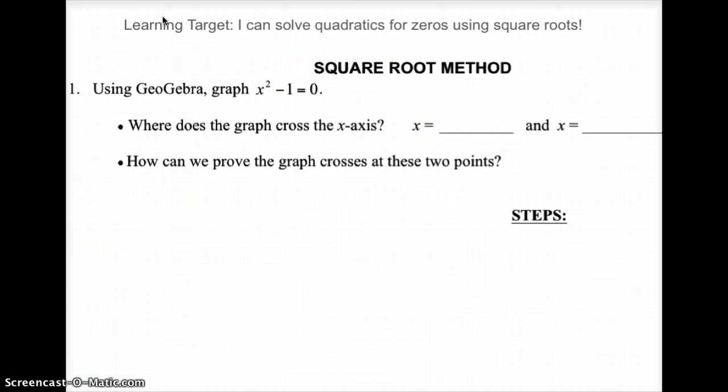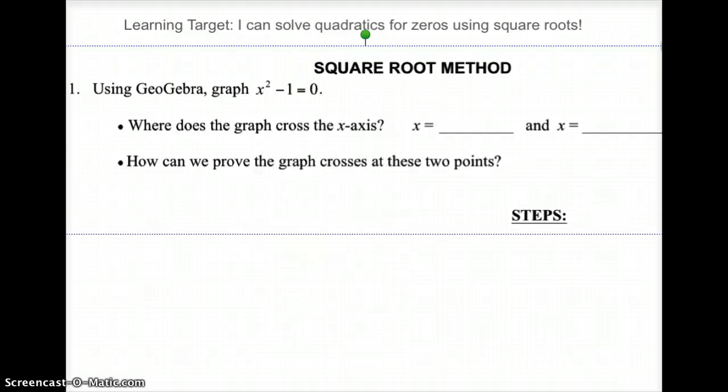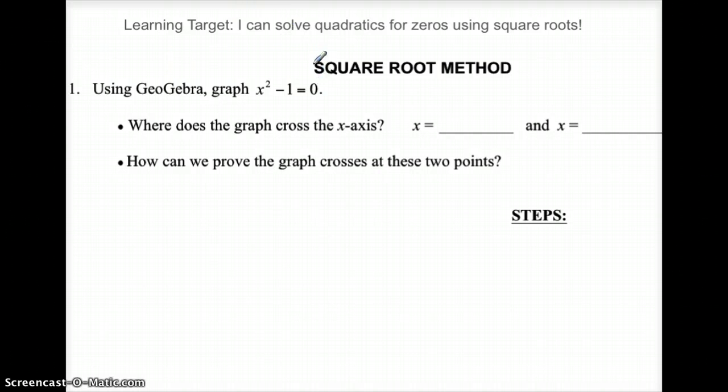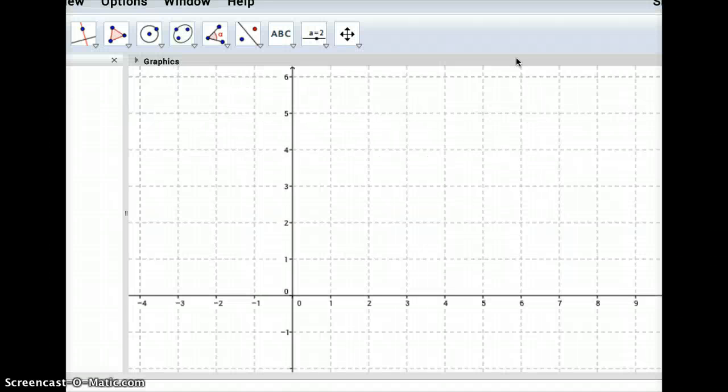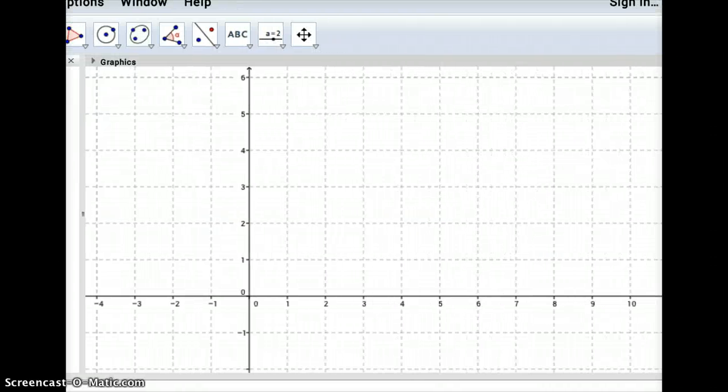So let's begin. I asked us to use GeoGebra, so I've got it fired up on my internet. We'll pull it up in a second. But I say graph this and see where the graph crosses the x-axis. One thing we want to be familiar with: you remember this 0, we're going to replace it with y when we go to GeoGebra. So let's see, x squared minus 1. I can remember that. So let me adjust GeoGebra.